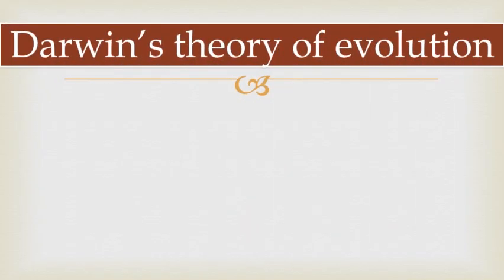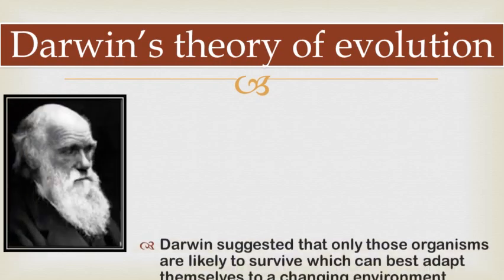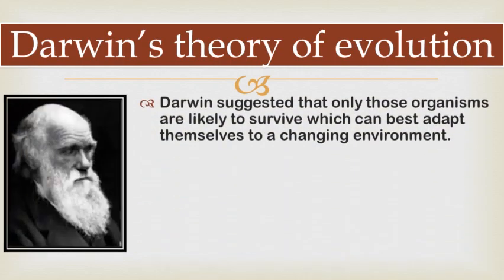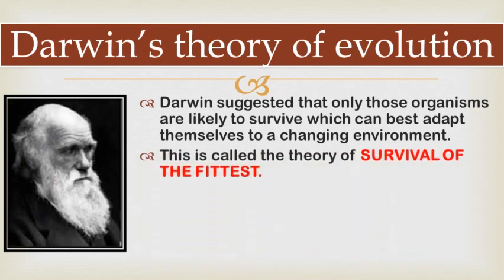We have one theory, Darwin's theory of evolution. This theory was put forward by Charles Darwin, a scientist. Charles Darwin, a biologist, studied numerous types of plants and animals and suggested that only those organisms are likely to survive which can best adapt themselves to a changing environment, and this is called the theory of survival of the fittest. And this is the first principle.